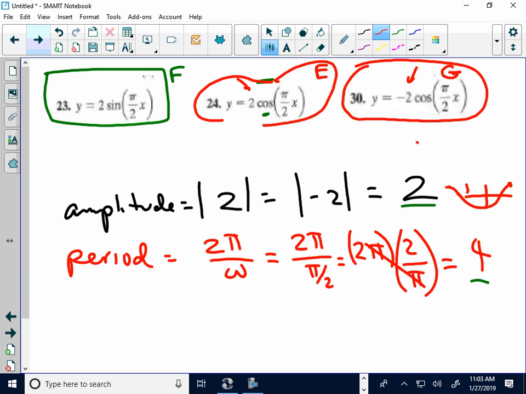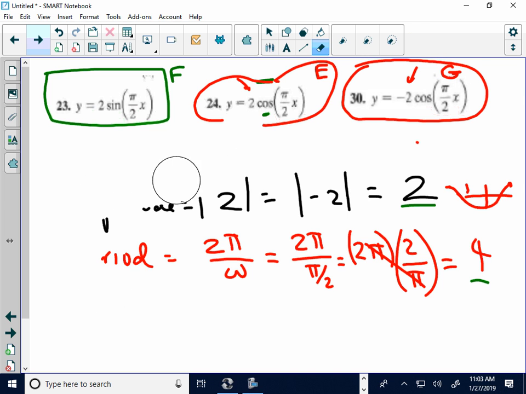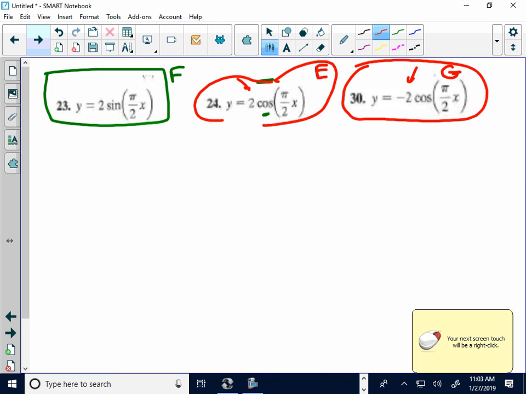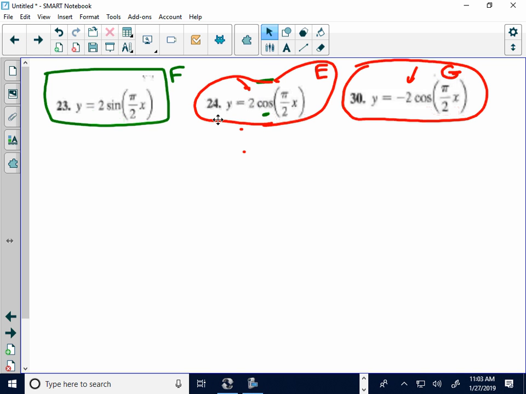Okie doke. So that same type of analysis, find the amplitude, find the period, determine whether it's a sine or a cosine, and right side up or upside down, will work for all the problems. Okay, so here's the next batch.